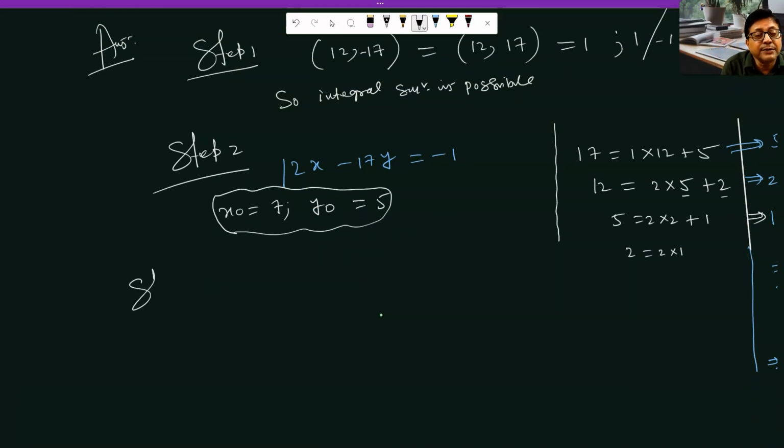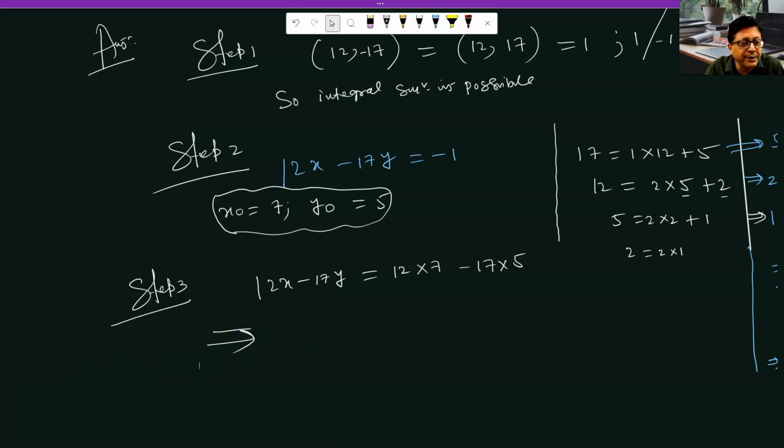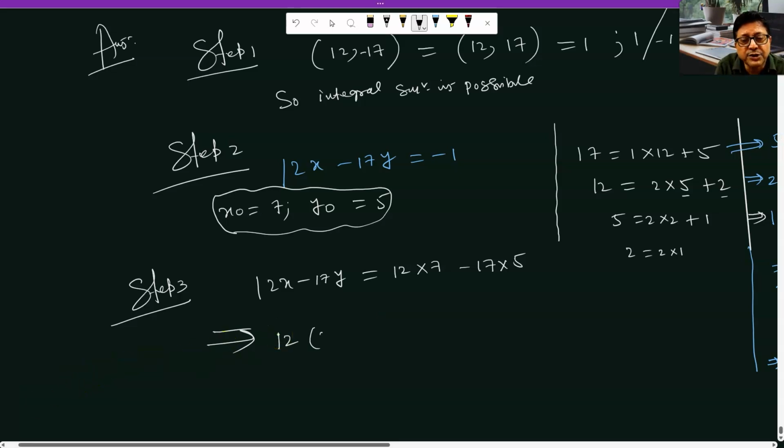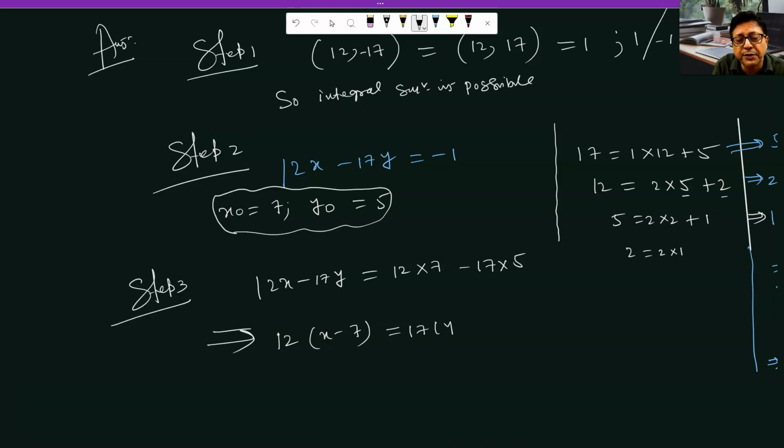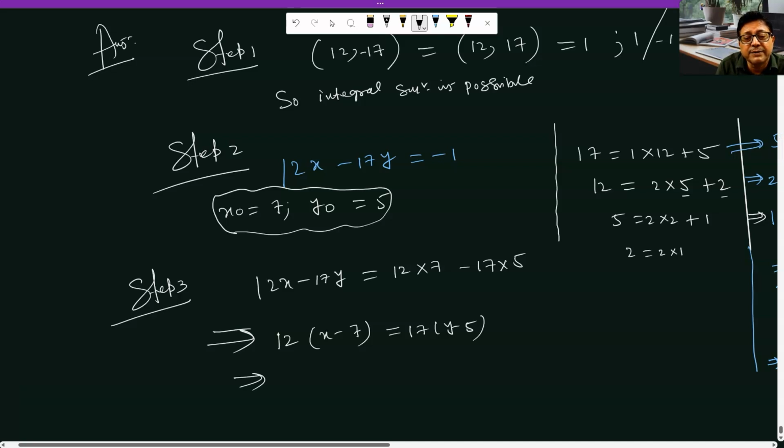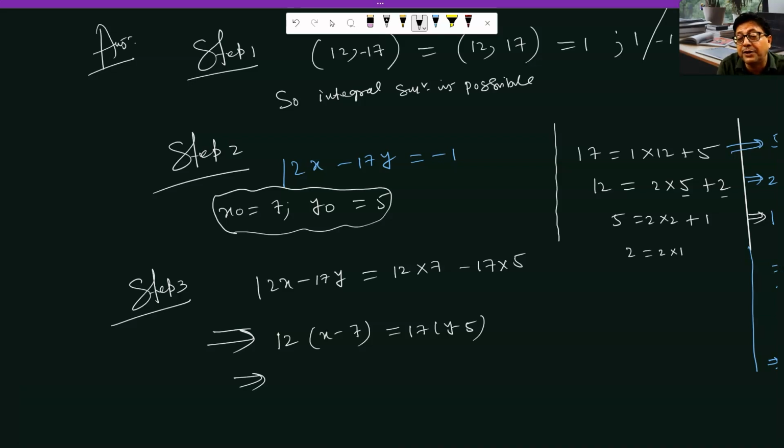The next step will be step 3. We are going to write 12x minus 17y as 12 into 7 minus 17 into 5. Isn't it? You understand what I did? So this implies 12 into x minus 7 equal to 17 into y minus 5. You can see GCD of 12 and 17 is 1. So 17 must divide x minus 7, and 12 must divide y minus 5. Otherwise it will not be true.